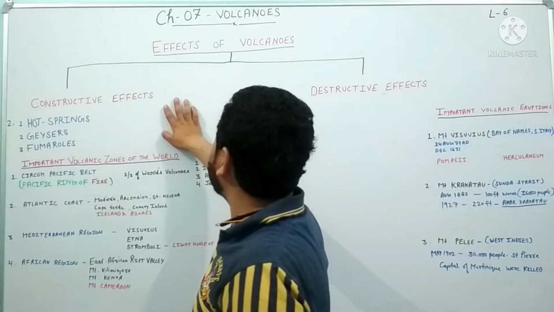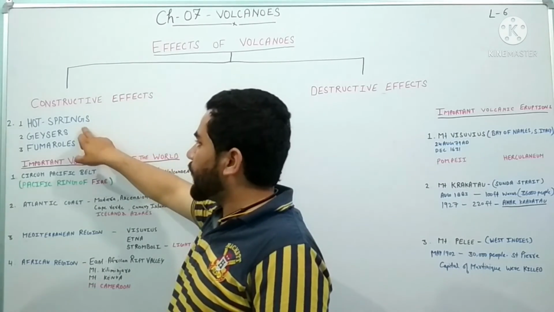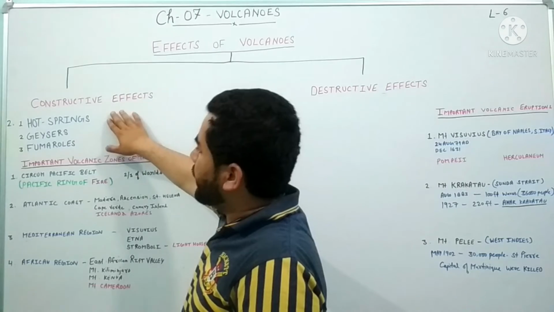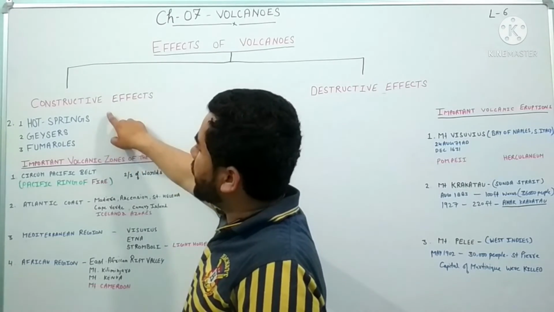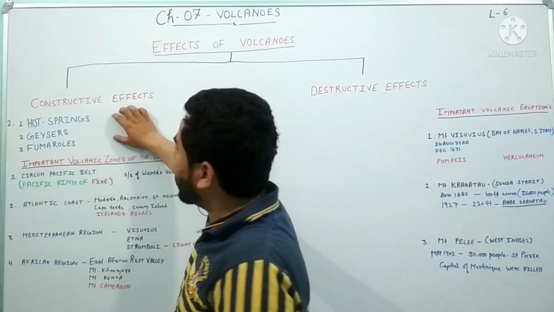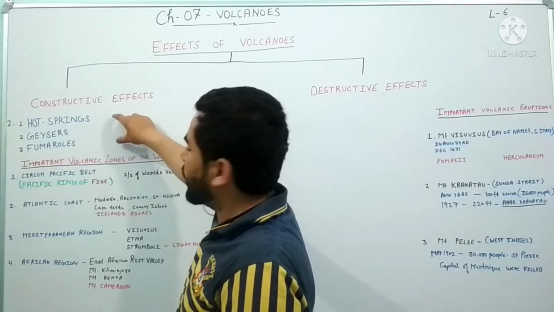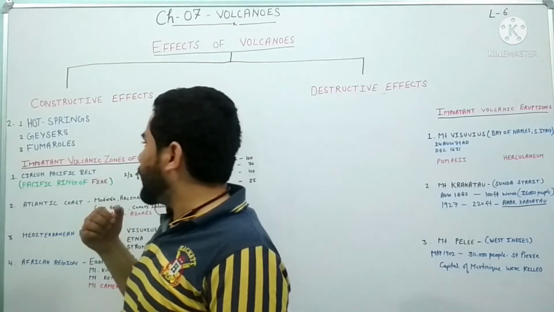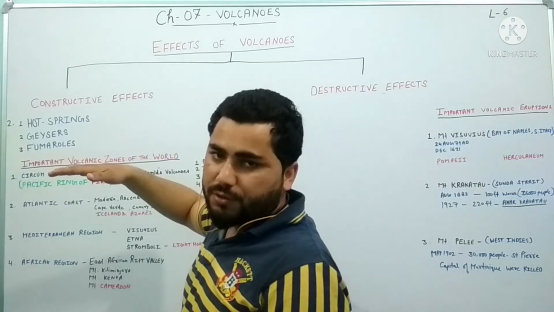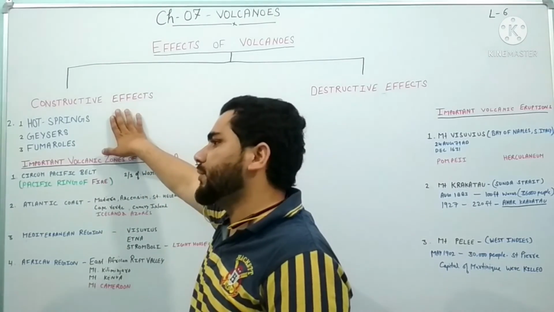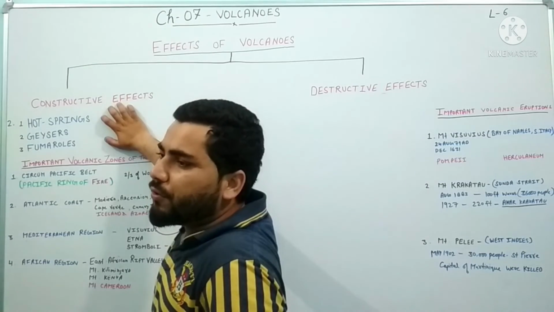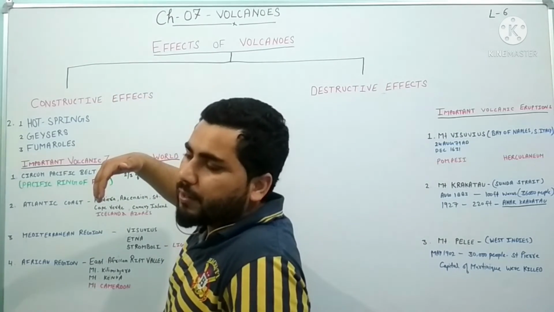The other constructive effect was the formation of hot springs, geysers, and fumaroles. For the formation of these three things, what do we need? We need a source of heat, which is again the lava or the magma inside the earth, and we need water. Water can percolate through the rocks which are porous, which are also called aquifers, and can get collected on the impervious rocks, which may be some igneous rocks, or the rocks which do not allow the entry of water. And when those rocks become very hot by the underlying magma, then what will happen?